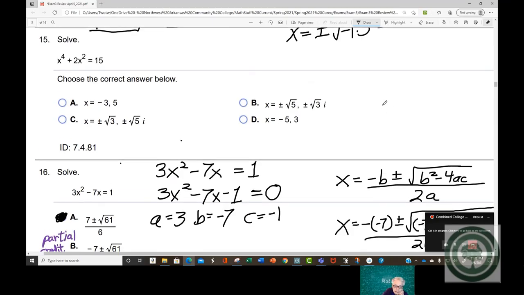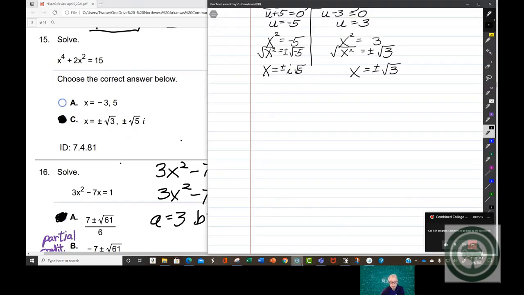The only thing is they've written it like this over here on C. Right. Here, this is designed to confuse you. This is the correct one, because the i goes with the 5, because we had u equals negative 5, then x squared equals negative 5. So they do want the i behind, so I can do that. No problem. I can go with C, plus or minus the square root of 3, comma, plus or minus the square root of 5, i. i is not under the square root.